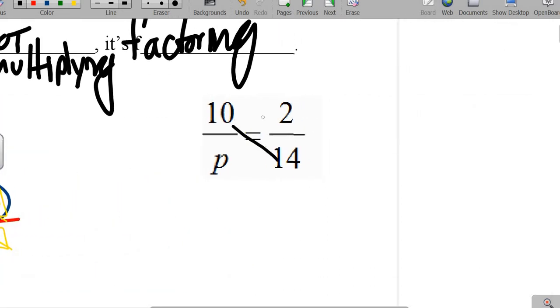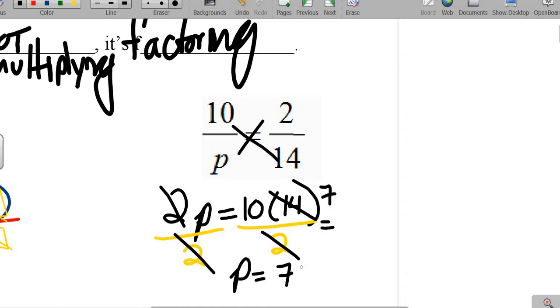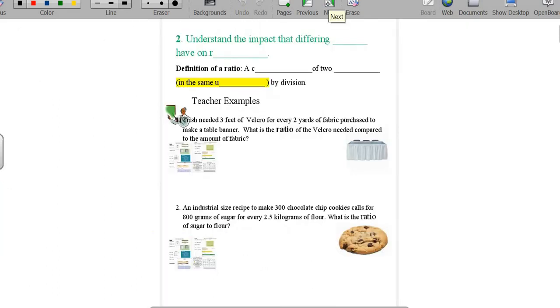Let's try that again. We're going to cross multiply. I have 2p equals 10 times 14. Do not grab a calculator. Instead, we're going to divide by 2. I can take the 2 either to the 10 or the 14. It doesn't matter. I'm just going to go this way. So p equals 70. It's a little trick. Key to multiplying is not multiplying. It's factoring.